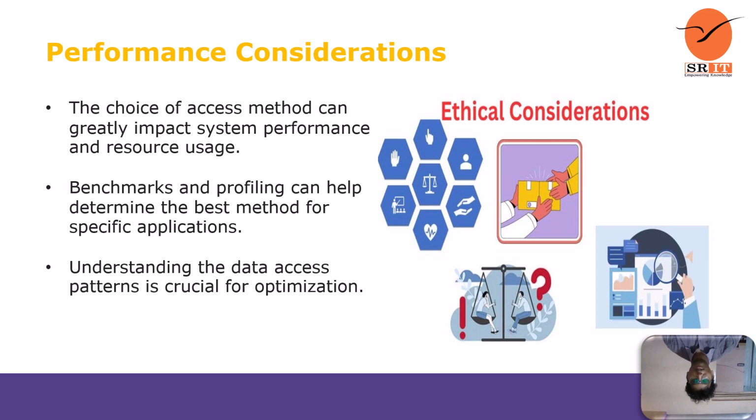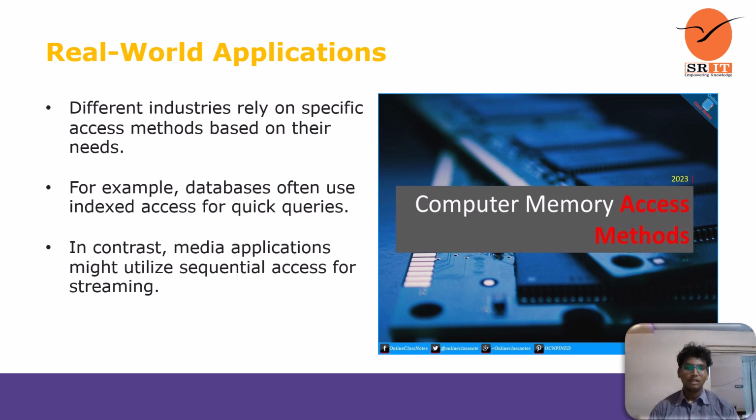Coming on to the next page, real world applications of computer memory access methods. Different industries rely on specific access methods based on their needs. For example, databases often use indexed access for quick queries. In contrast, media applications might utilize sequential access for streaming. Here we can see sequential access is slow, but we cannot say that it is not useful. It is also useful in one stream, that is media applications.